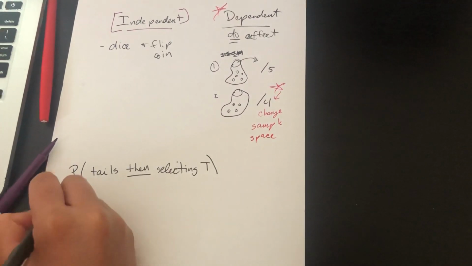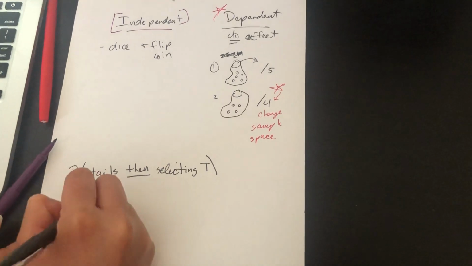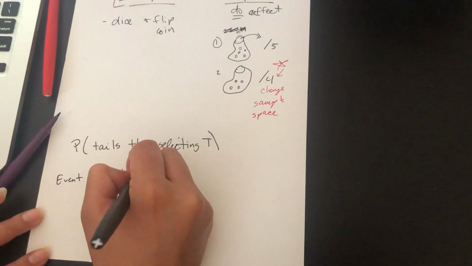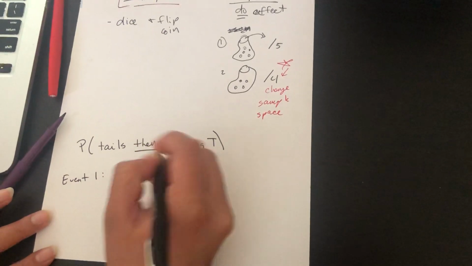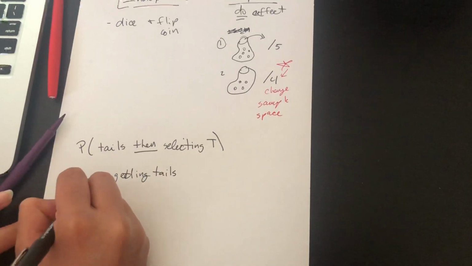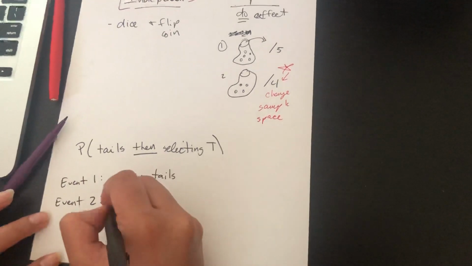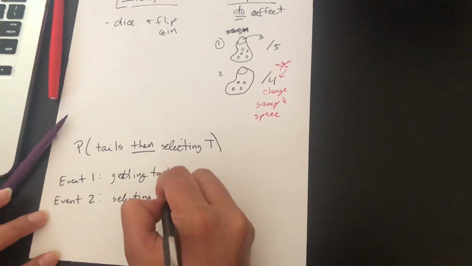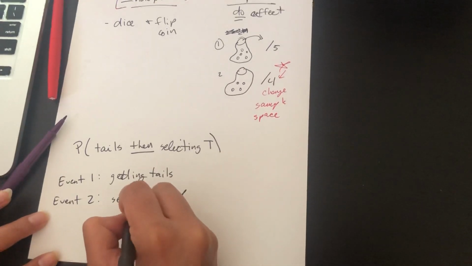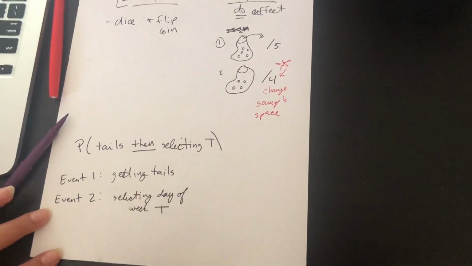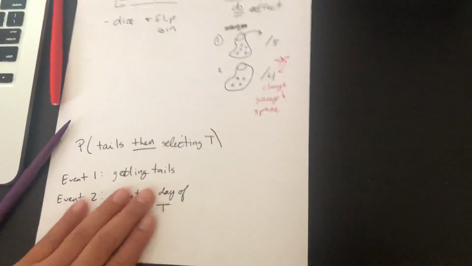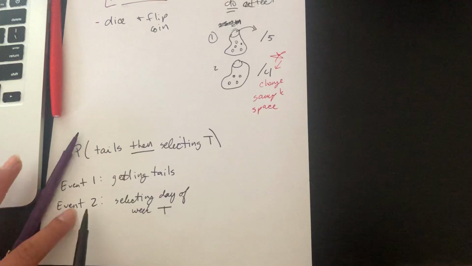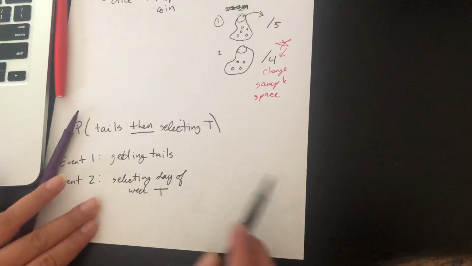My first event, we're going to call event 1, is getting tails. That's a T. My second event, we're going to call event 2, is selecting a day of the week that starts with T. These are 2 separate events. What's going to happen is I'm going to find the probability of the first event, find the probability of the second event, and just multiply the 2 together.